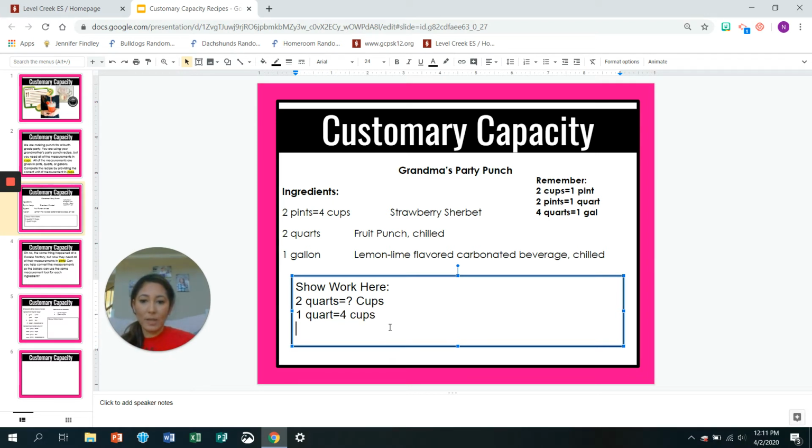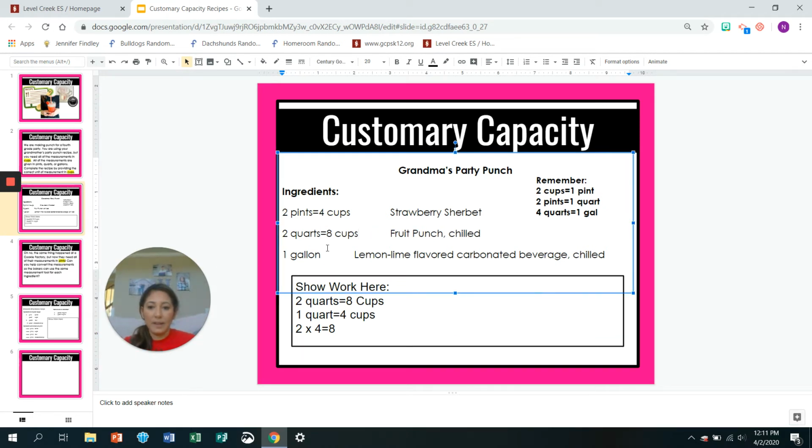So now we can figure out 2 quarts. From 1 quart to 4 cups, we are multiplying 1 by 4. 1 times 4 is 4. So if we have 2 quarts, we're going to do 2 times 4, which equals 8. So there are 8 cups in 2 quarts. 8 cups. Now let's look at the gallon.